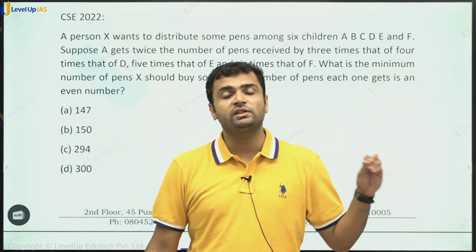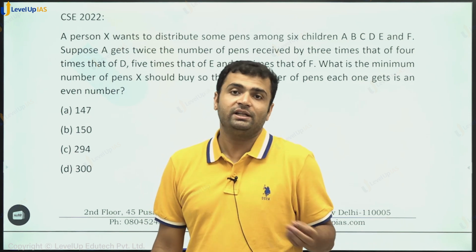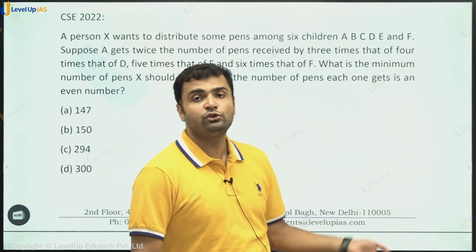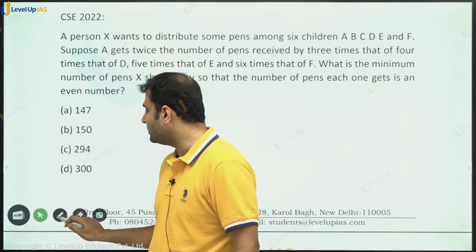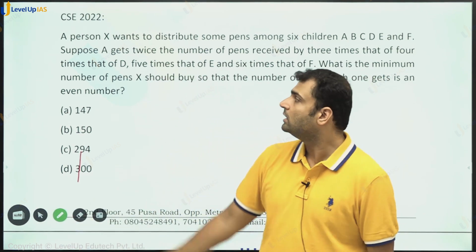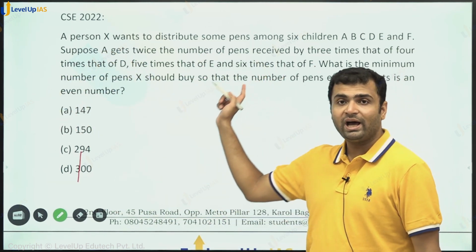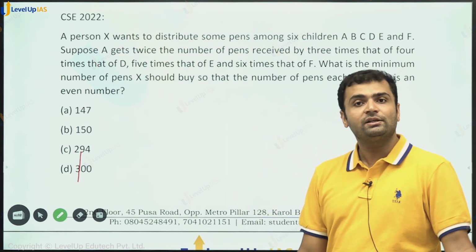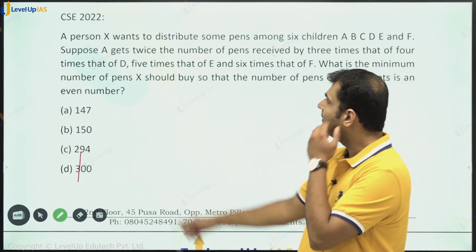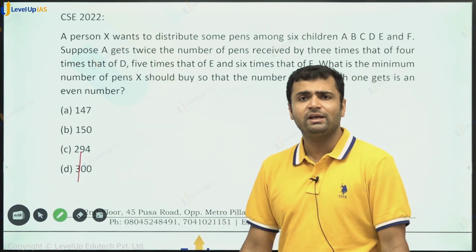The information is given about something else and the question asked is something else. That is why we cannot just assume the pens X buys as the unknown, because no information is given about it. All the information is about how many pens each one of them has in comparison with A. So let us assume that A has X pens. Sorry, X was already taken, so let us assume A has A pens.